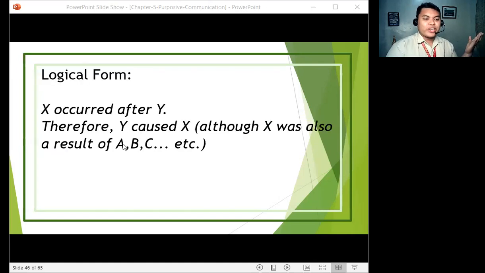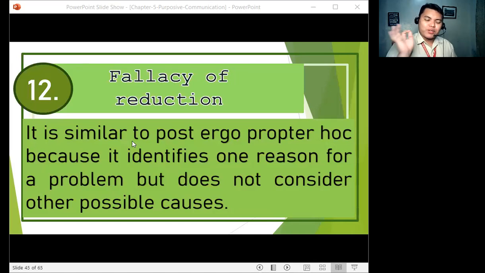So that's what we call fallacy of reduction. From the word itself, reduction. You are trying to reduce some aspect without considering it. So it's like post ergo propter hoc because you're trying to believe something. In post ergo propter hoc, you try to believe in your superstitious thing. While in fallacy of reduction, you're trying to believe something, the main reason why it happened to you, without considering another factor or possibilities or cause. That's fallacy of reduction.